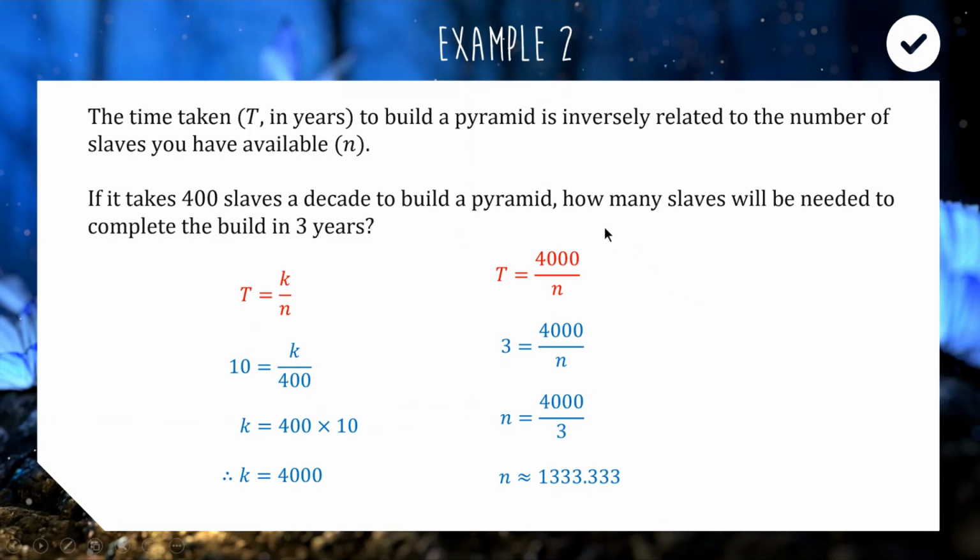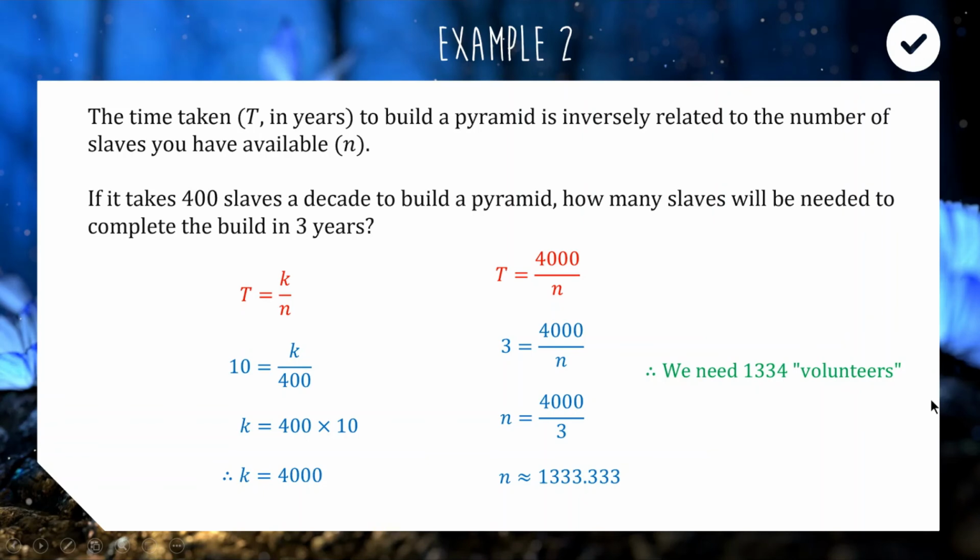Well, the question asked how many volunteers do we need to complete the build in 3 years? If we had 1,333, it'd be slightly too many. We'd be off by a third of a slave. So to complete the build in 3 years, we need to round up for this question. So we're going to say 1,334 unpaid volunteer workers.